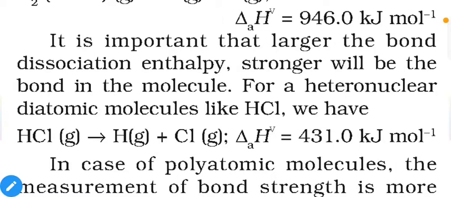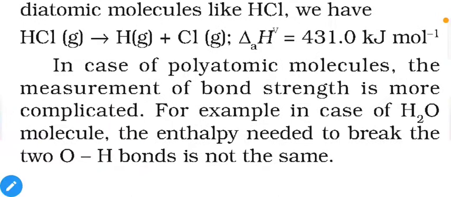For a heterogeneous diatomic molecule like HCl, heterogeneous means containing two different particles, homogeneous means similar, and hetero means different. As we can see here, the energy requirement is 431 kilojoules. To separate 1 mole of HCl into its atoms, you need 431 kilojoules of energy.